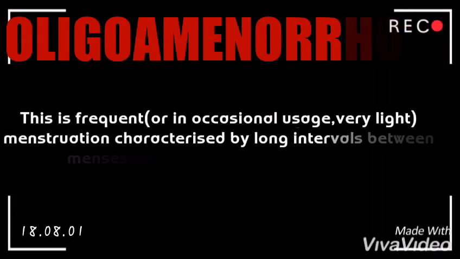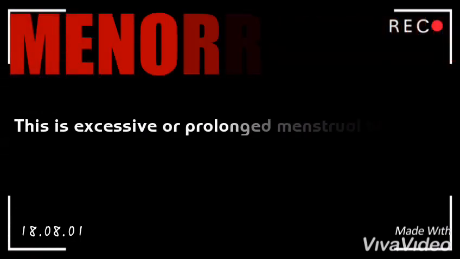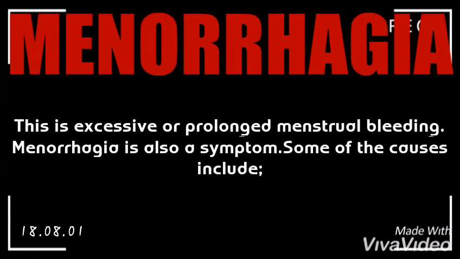Oligomenorrhea. This is infrequent or, in occasional usage, very light menstruation characterized by long intervals between menses, generally longer than 35 days. Oligomenorrhea is common at the beginning and end of menstruation. Menorrhagia. This is excessive or prolonged menstrual bleeding.